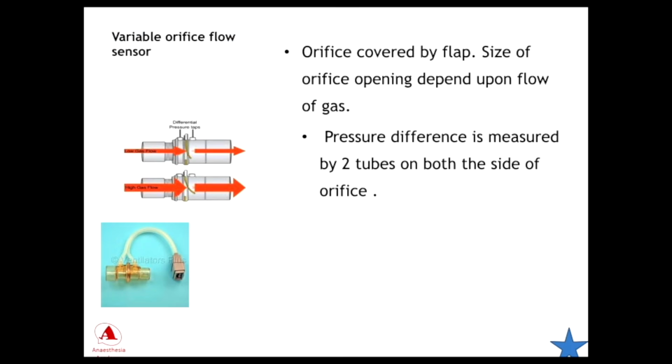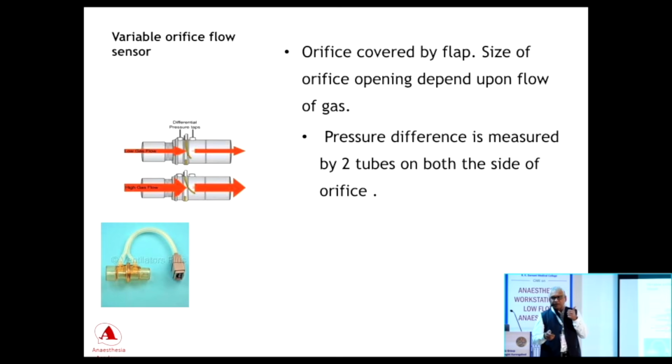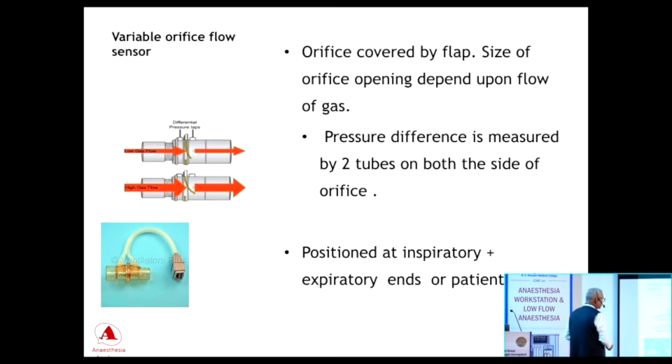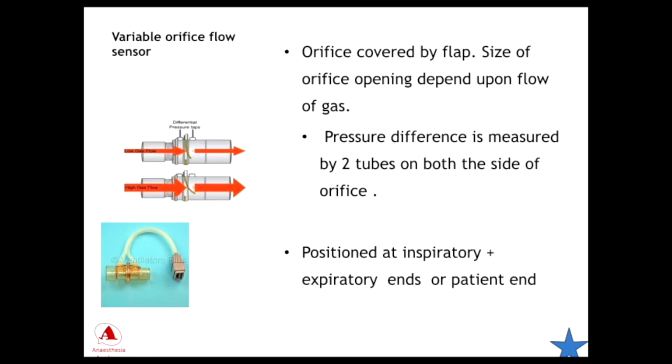In some machines it is routinely kept only on the inspiratory line. That is the mandatory requirement, because we have seen that we should check during inspiration. Now most of the machines also give you one on the expiratory line. So it gives you an idea of how much has gone to the patient and come back. Some machines give only one sensor, and some anesthesia machines also ask you to put it at the patient end, where you can check the sensing.